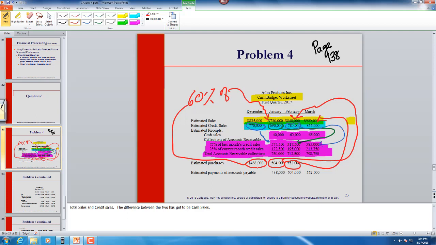So you pay December purchases in January, January purchases in February, February purchases in March. See that? It's simple.